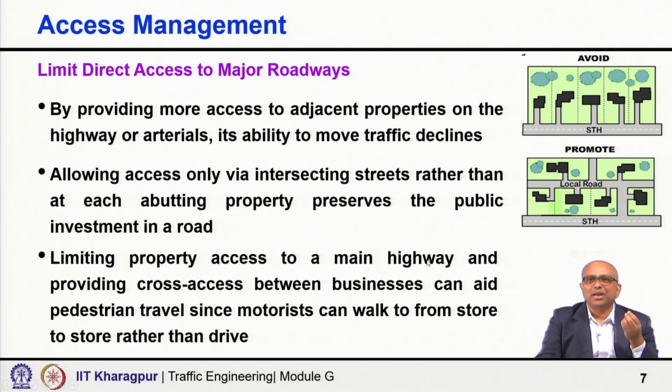Limiting property access to a main highway, as I have shown here, and providing cross access between businesses through this local road system can aid pedestrian travel, since people can walk to or from store to store rather than drive. Somebody who wants to go from this place to here does not have to come to the main highway and go, right. So, they can simply walk, or a local person can use a bicycle. Even a motorist who has come from outside can simply park his or her vehicle and walk between two establishments.